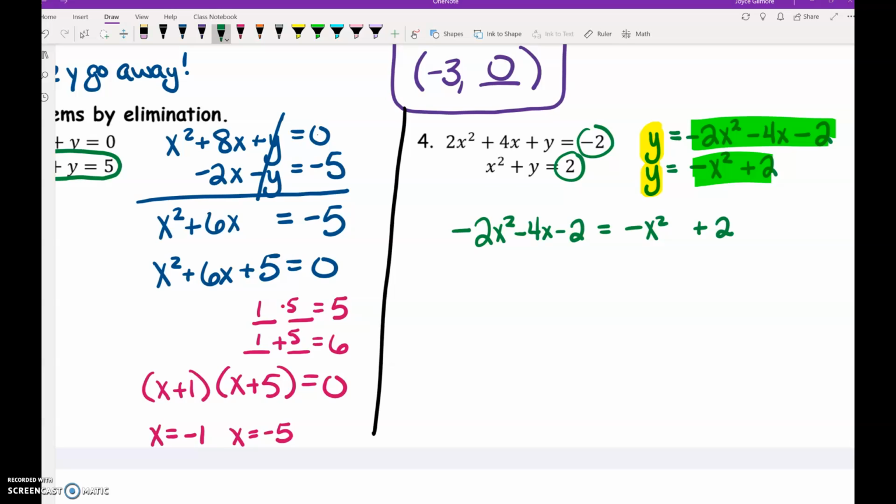Okay, I try to use a little bit of strategy here. If I add x squared to both sides, I'm still going to have a negative on the left, and I really want my x squared to be positive. So I am going to add 2x squared to both sides, add 4x to both sides, and add 2.